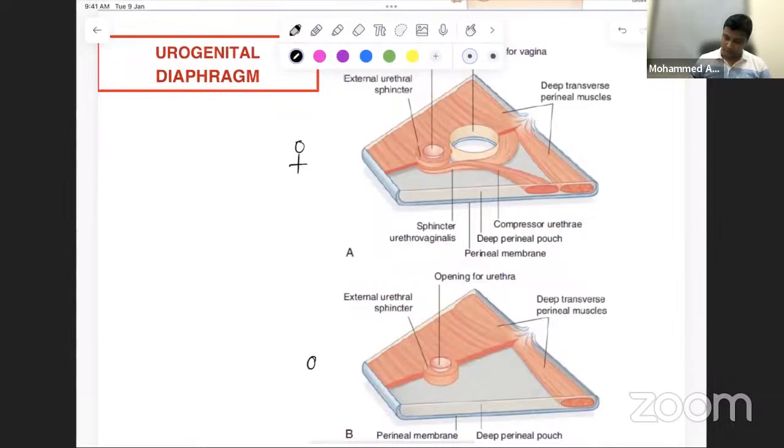Similarly, this one will be in the male. The urogenital diaphragm in the female and the urogenital diaphragm in the male. Is it okay? Fine. Now, again, the same thing, you're able to appreciate the fascia above. This is the superior fascia here, and the fascia below, that is the inferior fascia. And as I told you, this inferior fascia will also be known as what? The perineal membrane. Is it okay?